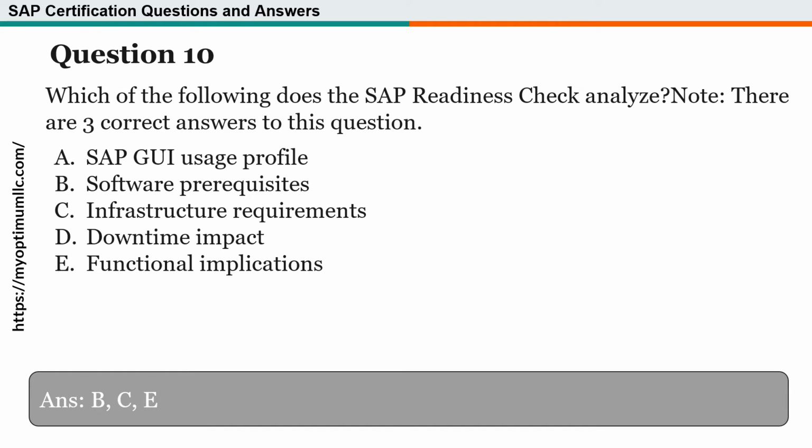Question 10. Which of the following does the SAP Readiness Check analyze? Note, there are 3 correct answers to this question. A. SAP GUI usage profile. B. Software prerequisites. C. Infrastructure requirements. D. Downtime impact. E. Functional implications.